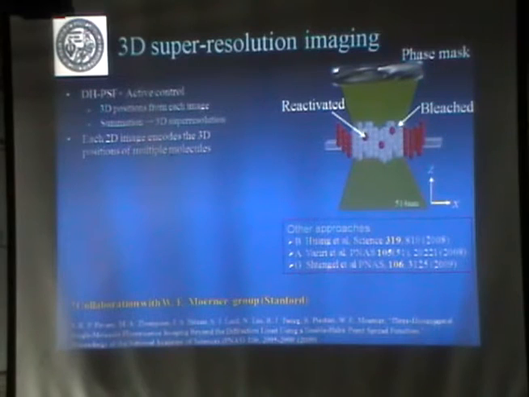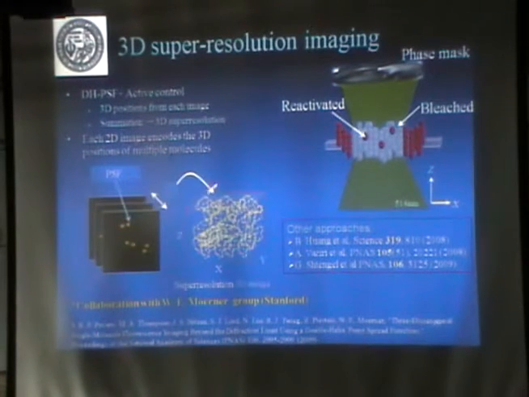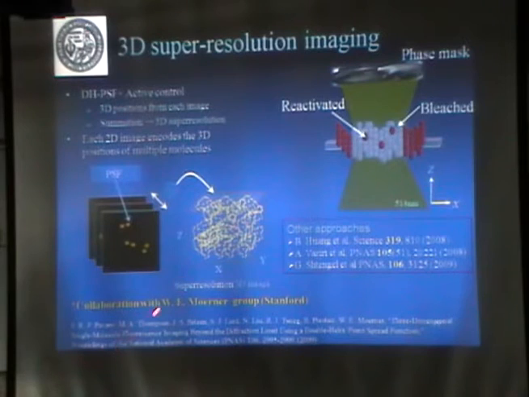Okay, so now we go back to the super resolution. Now we have these isolated molecules emitting. And if we use our mask here, instead of getting 3 points, we get 6, but now we can determine the position in 3D. We repeat the same cycles many times, and we can do a 3D map of the locations of these fluorophores. And if you have enough density, you can build an image, a 3D image.